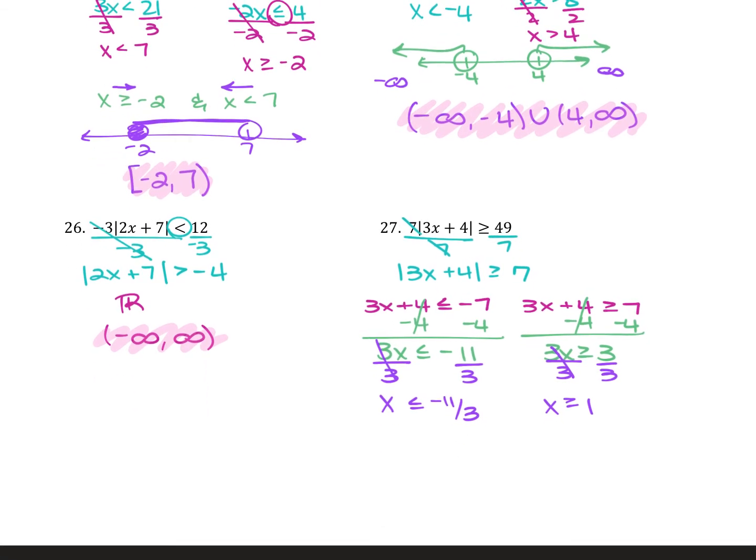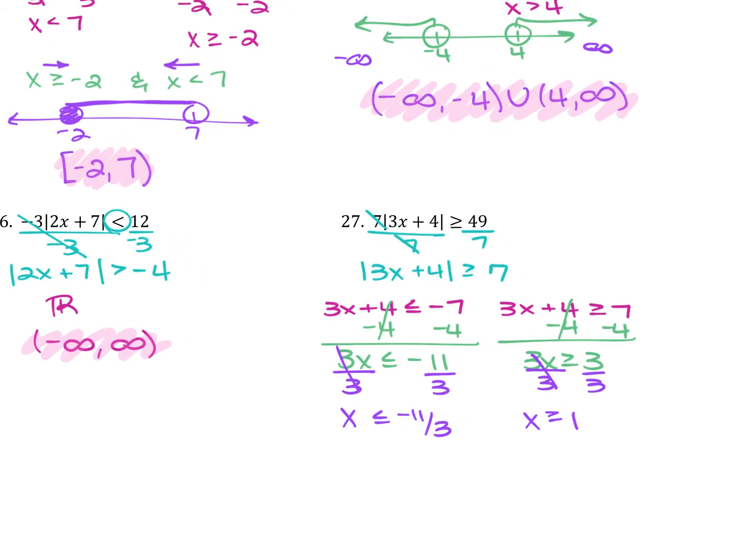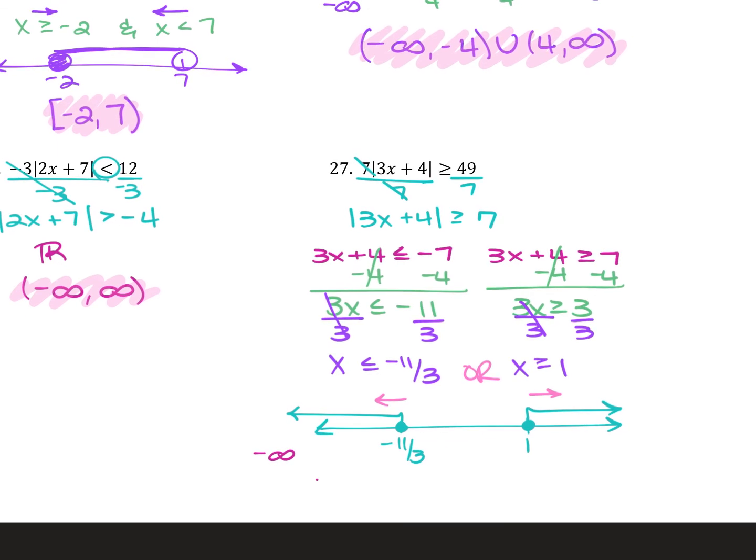If you look at these two, the negative 11 over 3 is less than 1, and it is on the left side. So your two arrows point away from one another. So this is going to be an or statement. On your number line, the negative 11 over 3 would get a closed circle. The 1 would get a closed circle. And these lines would go away from one another. So it goes from negative infinity up to negative 11 over 3. It includes the negative 11 over 3, so it gets a bracket, with a union of the 1. It includes the 1, so that gets a bracket, up to positive infinity.